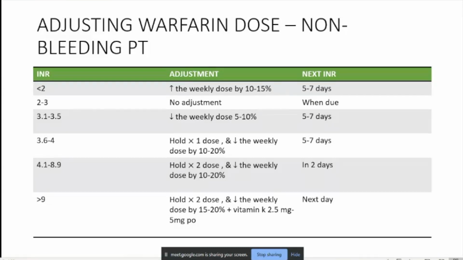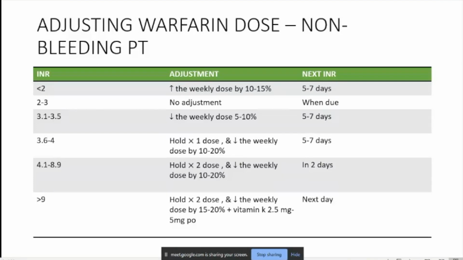Now, if it is below 2, we increase the weekly dose by 10 to 15 percent, and the next INR is due in 5 to 7 days. Why? Because the duration of action of warfarin is 2 to 5 days. So wait for 5 days, since we are changing the dose. So we take the next INR in 5 to 7 days.